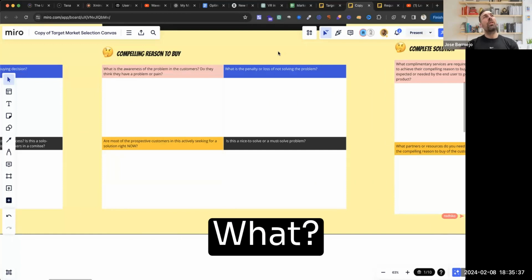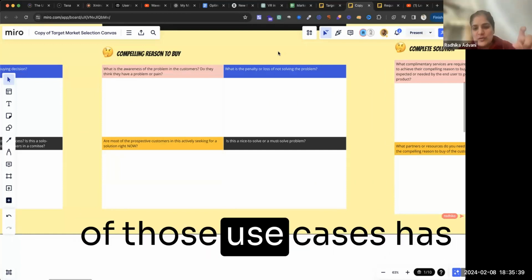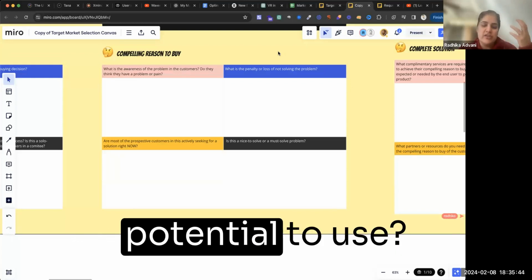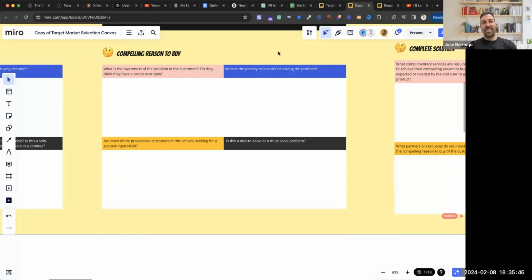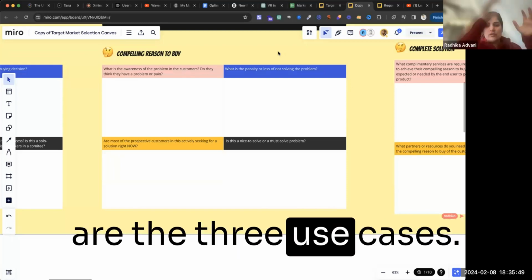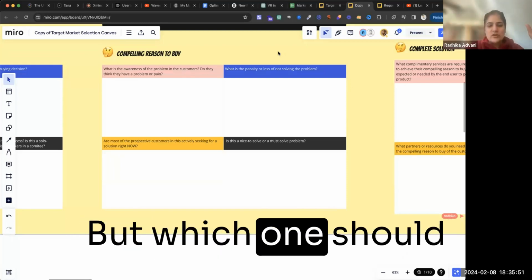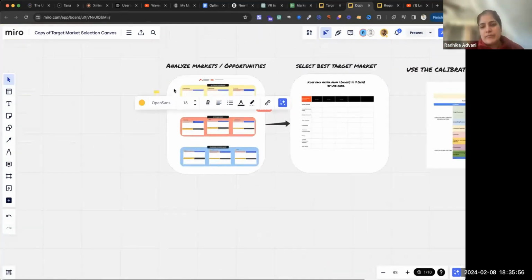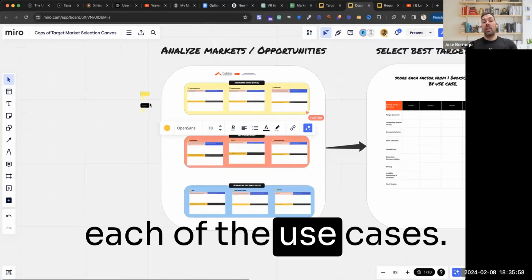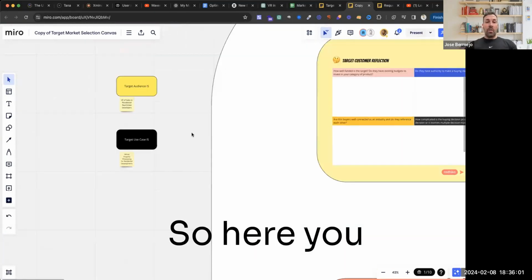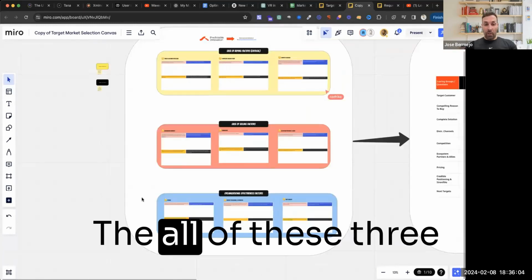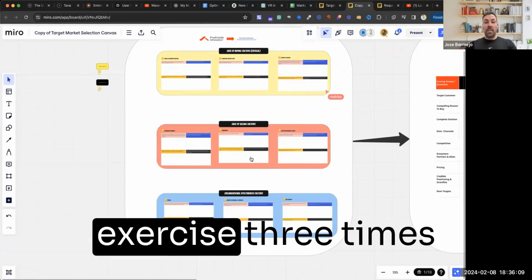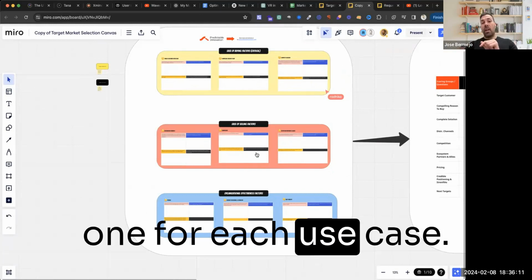How will what work? Can you explain to me which of those use cases has the maximum potential to buy and maximum potential to use? Exactly. I don't know how to go from the step of these are the 3 use cases, this is the solution, to which one should we really take? Because it's so early, we can go to any of these 3. Okay. So you do this for each of the use cases. You will copy all of this 3 times, one for each use case, and go through this exercise 3 times.